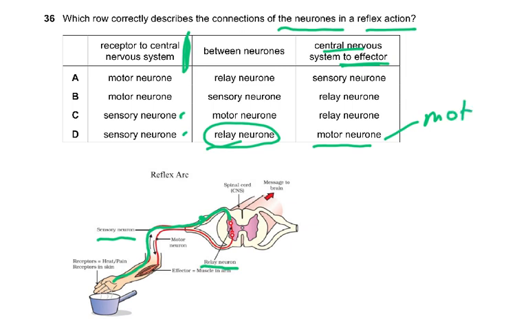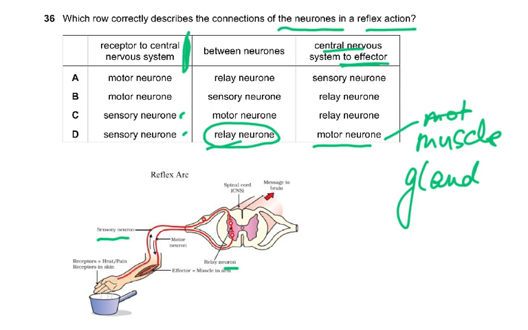Effector can be either a muscle or a gland. So motor neurons will go to muscles or glands. And please revise this so that everybody is very clear. Just pause the video here and have a look at it. I'm sure you all remember it, but please revise it.